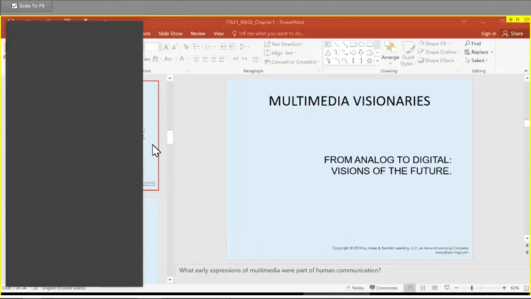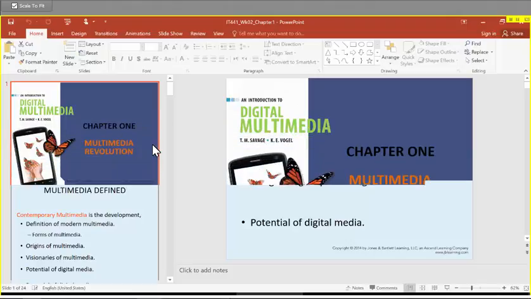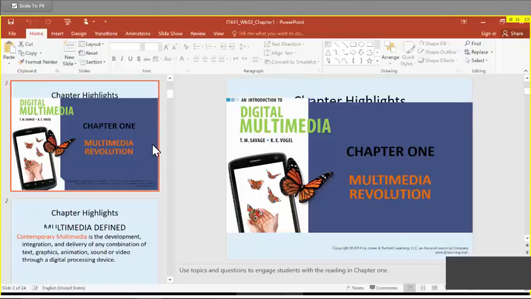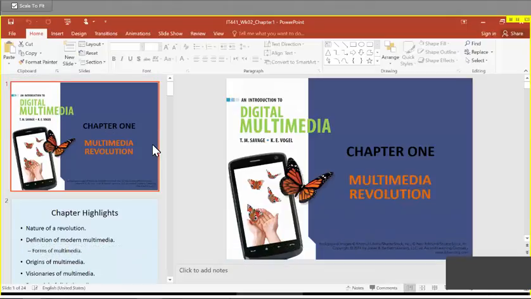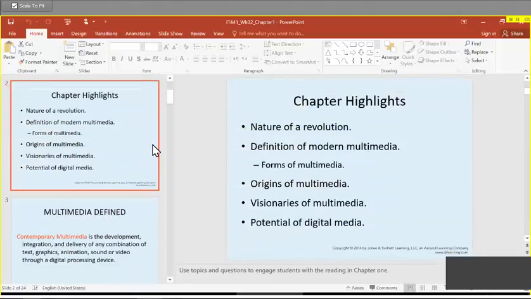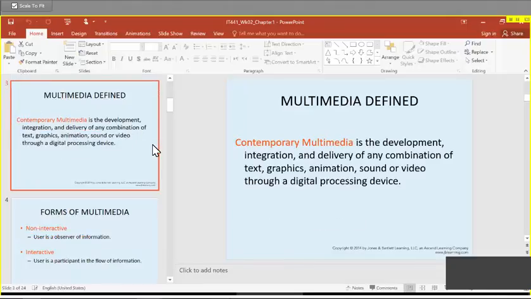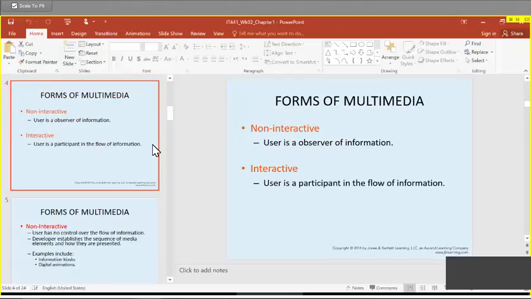Today we will discuss some of the basics of multimedia. We also discussed these things in the class, and I'll just go through the slides which are left due to the unavailability of the PowerPoint. Okay, so multimedia is defined as the development, integration, and delivery of any combination of text, graphics, animation, sound, or video through a digital processing device. And they can be in the form of interactive multimedia and non-interactive multimedia.